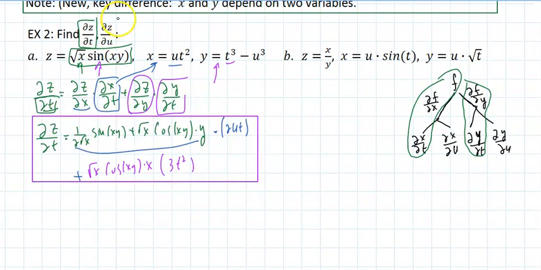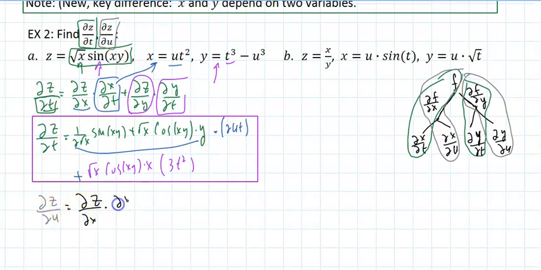Now, what if they want me to find the partial of z with respect to u? Well, the same deal, except I'm going to take this route, and I'm going to take this route. So I'm going to say the partial of z with respect to u is going to be, well, z depends on x, and x depends on u. Z depends on the second variable, which is y, and y depends on u.